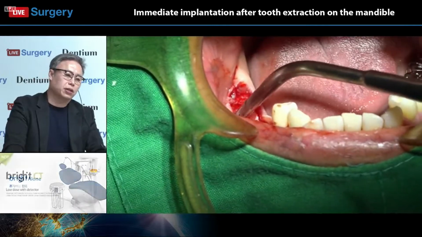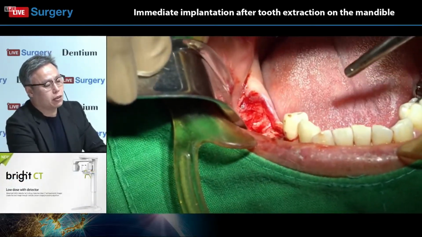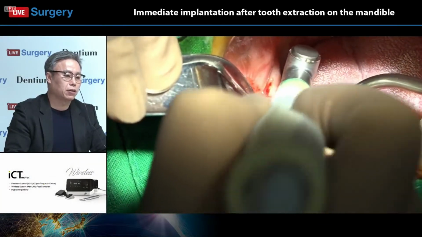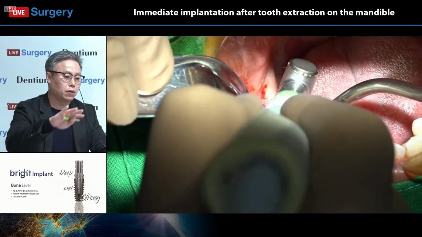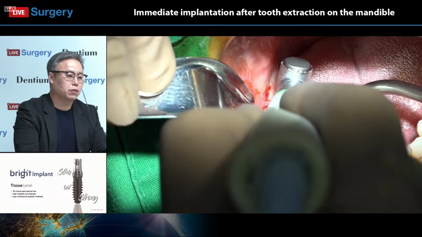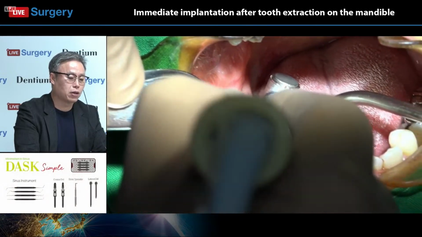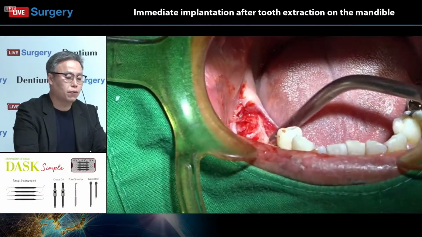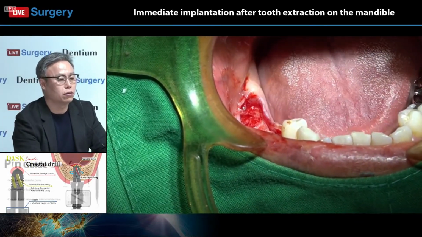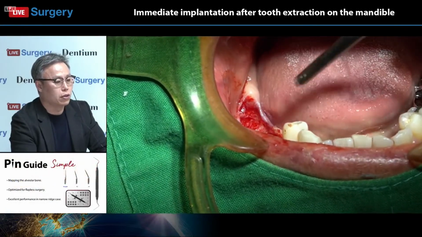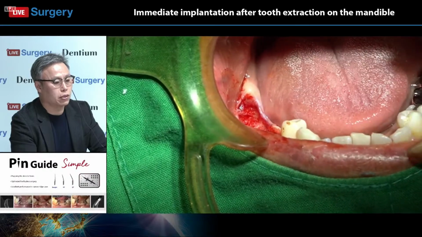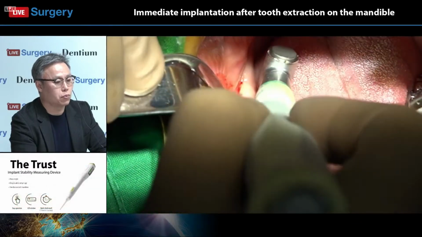When you are using the drill extension for placing a posterior implant, it's good for not contacting the handpiece with the mesially located tooth. However, sometimes the patient has to open their mouth very wide. Therefore, if there is some problem with TMD, it's very difficult for the patient to open wide. So sometimes we cannot use the drill extension when we are placing an implant on the posterior side.